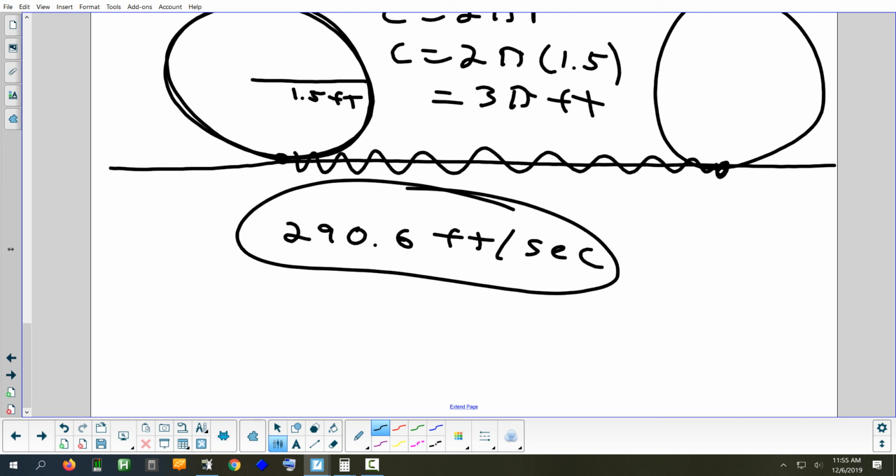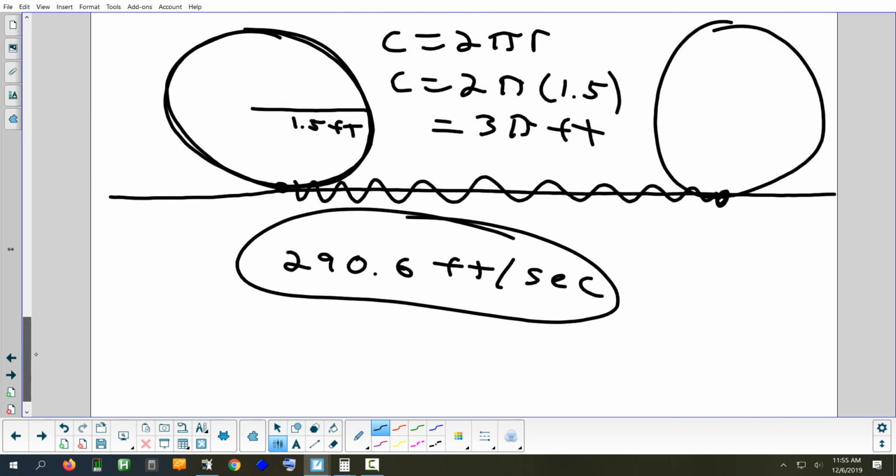Which is pretty fast. I think if you remember, we did the problem 50 feet per second was like 34 miles an hour. Well, this is almost 6 times faster than that. This is almost 300 feet per second. So this is almost 34 times 6 miles per hour. So it's almost a couple hundred miles per hour. But I guess fast is relative, so. Okay, any question on that?